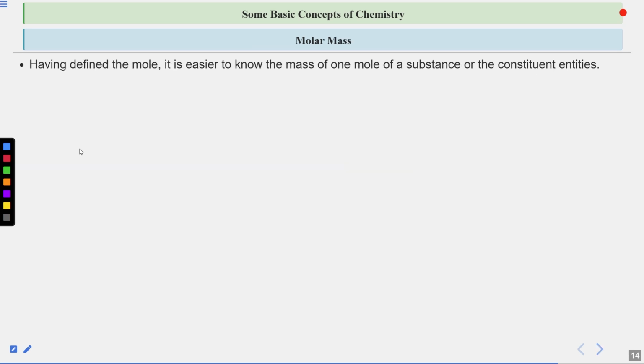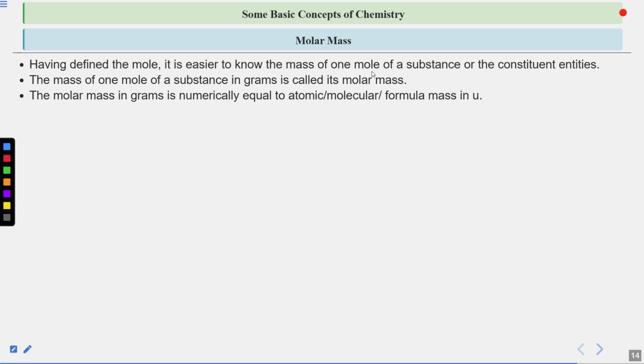Now, since we have defined the mole concept, it is easier to know the mass of 1 mole of substance. So what is the mass of 1 mole of substance? It is simply called the molar mass. So the definition goes like this: the mass of 1 mole of substance in grams is called the molar mass.